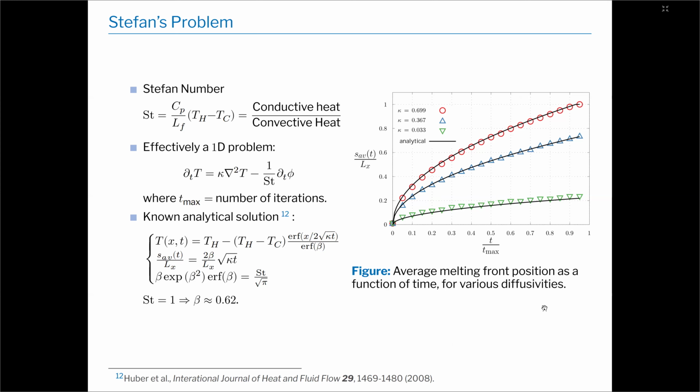Here, I plotted the analytical solutions for the average melting front with black lines, and we did this for different values of diffusivities, and we can see that our data plotted with the dots has a perfect match with the analytical solution. The solutions here are normalized, of course, with the length of the system and the number of iterations.